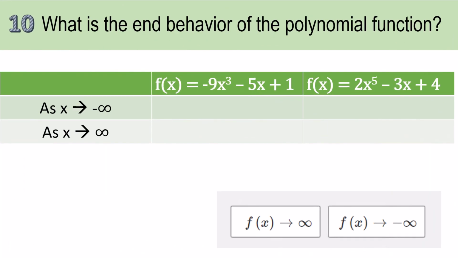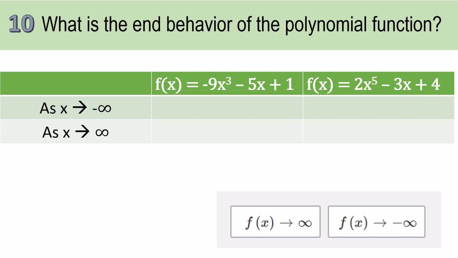All right, number 10, what is the end behavior? Now again, really big hint all through this unit is to find out where the end behavior notes are and include them in your notes so you can just look this up quickly. But let's go through what we've learned and practiced.